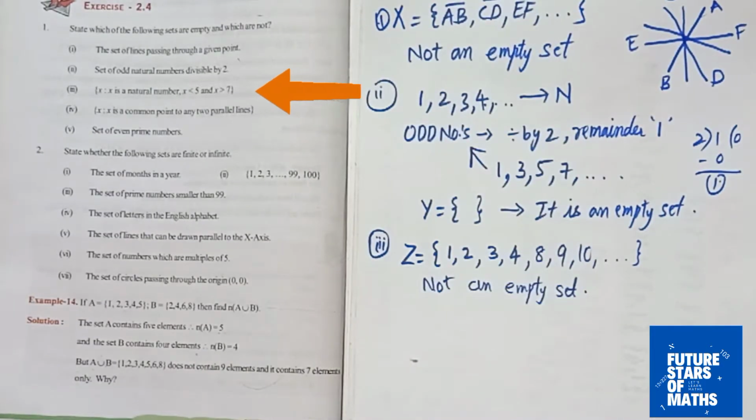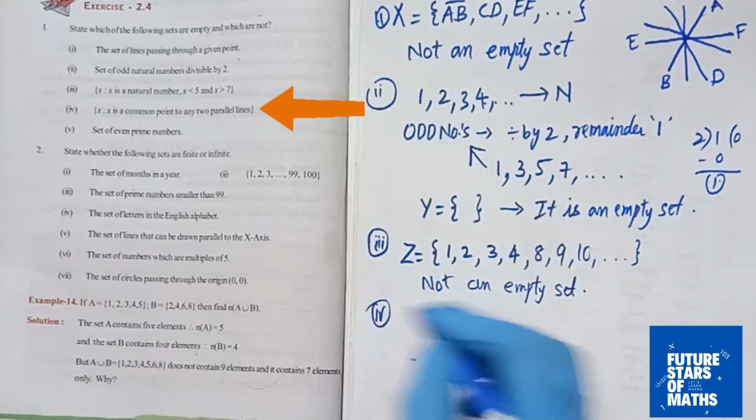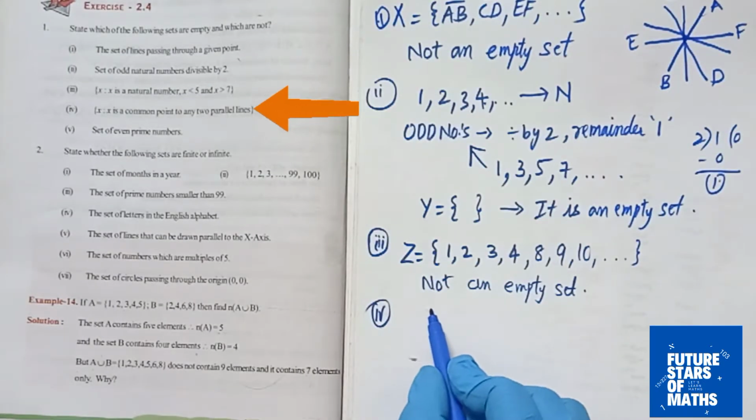Now what is the next bit? It says that X is a common point to any two parallel lines. Can we draw two? First what we have to do? First we will draw two parallel lines. For this sum, what we have to do? We have to draw two parallel lines.